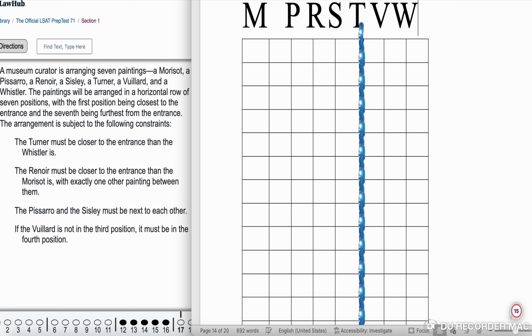The paintings will be arranged in a horizontal row of 7 positions, with the first position being closest to the entrance and the 7th being furthest from the entrance. The arrangement is subject to the following constraints. So I'm going to put the number 7.